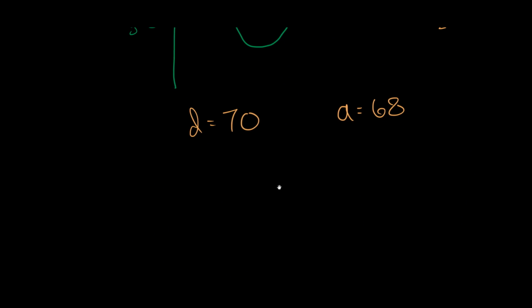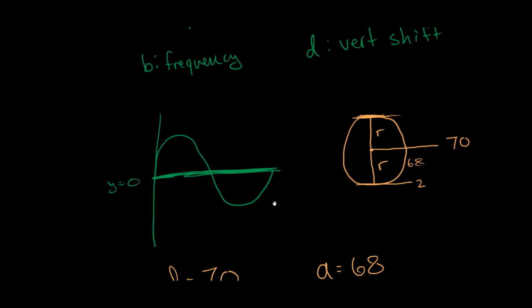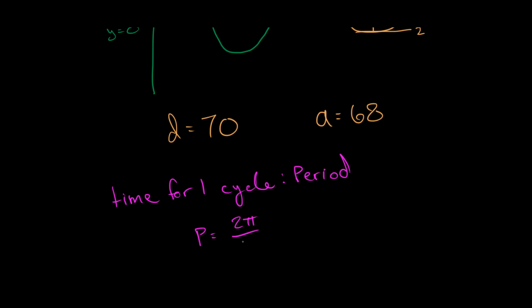It tells us that it takes 30 minutes to complete one full revolution. From the graph here, it looks like from one point to another point on the same graph, to complete one cycle, it takes 30 minutes. If we think back to the previous video, the time for one cycle, what do we call that? That's the period. And what's the relationship between the period and the frequency? Period is equal to 2 pi over b.